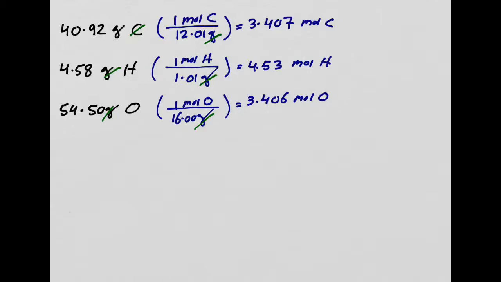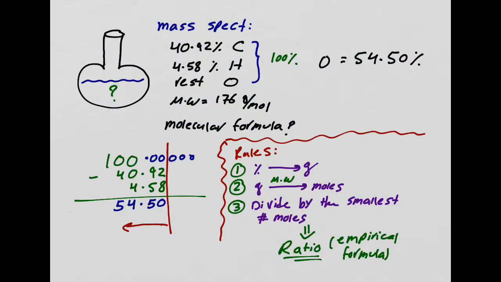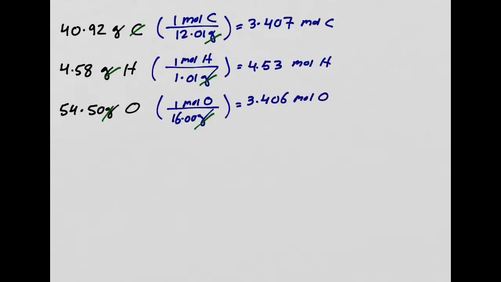What is the next one? You tell me. I can hear you. I can't hear you, but tell me anyway. You divide by the smallest number of moles. What is the smallest number of moles that I have? The smallest number of moles I have is the oxygen. Do you agree? That is the smallest number of moles that you have. So I'm going to divide everything by 3.406.